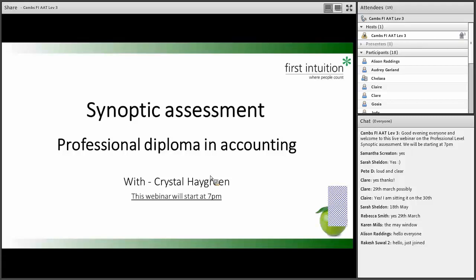Synoptic is a word that first came out when the syllabus was being launched, and lots of people were not very sure what this was all about. It's really an assessment that's designed to consider your learning across the whole of the syllabus for the whole of the qualification. So it's our endpoint assessment that's pulling all of your knowledge together in one place.